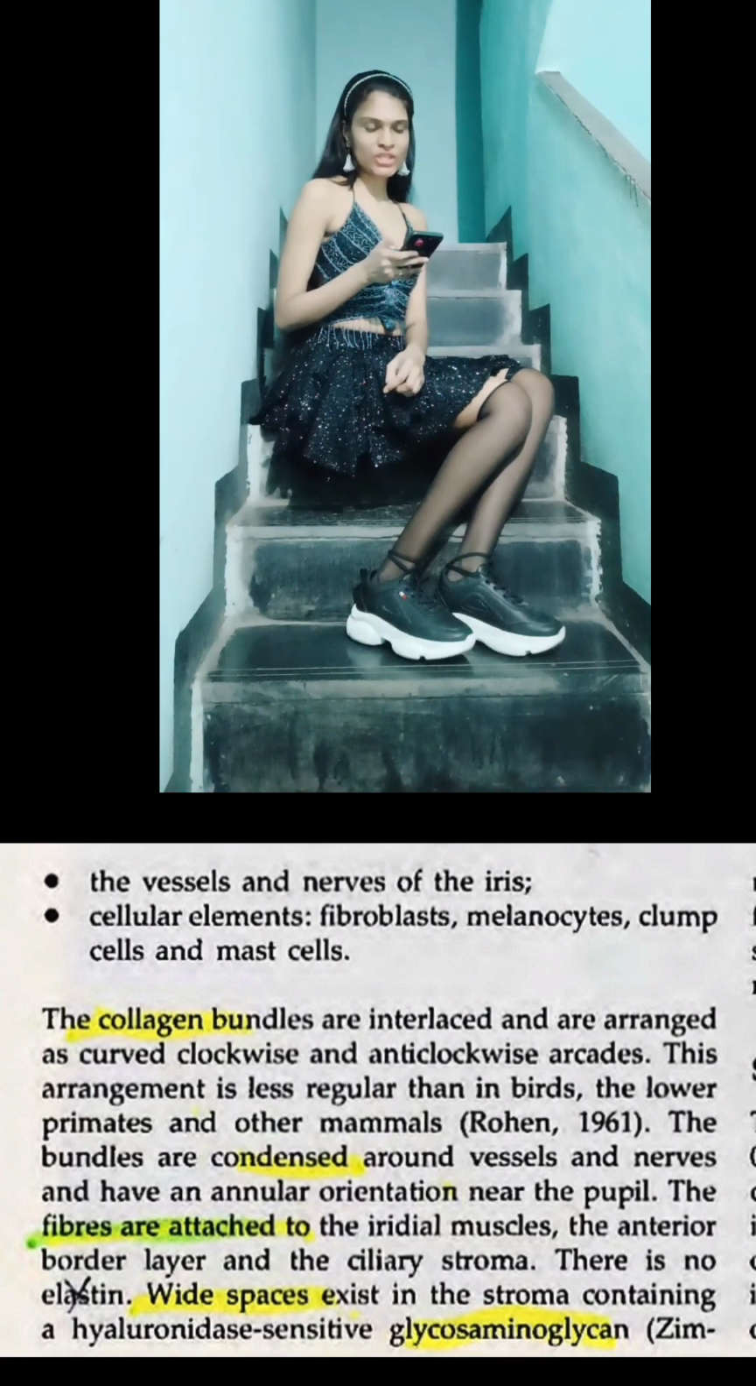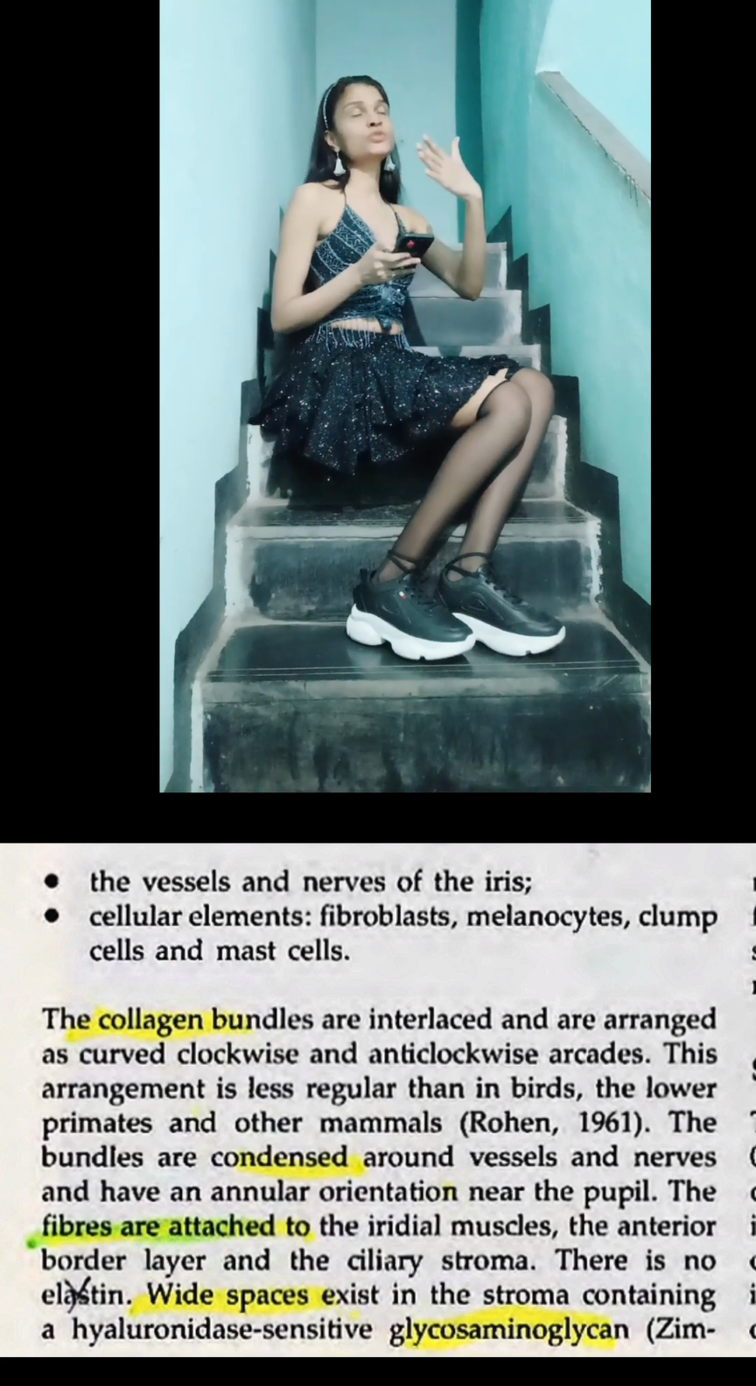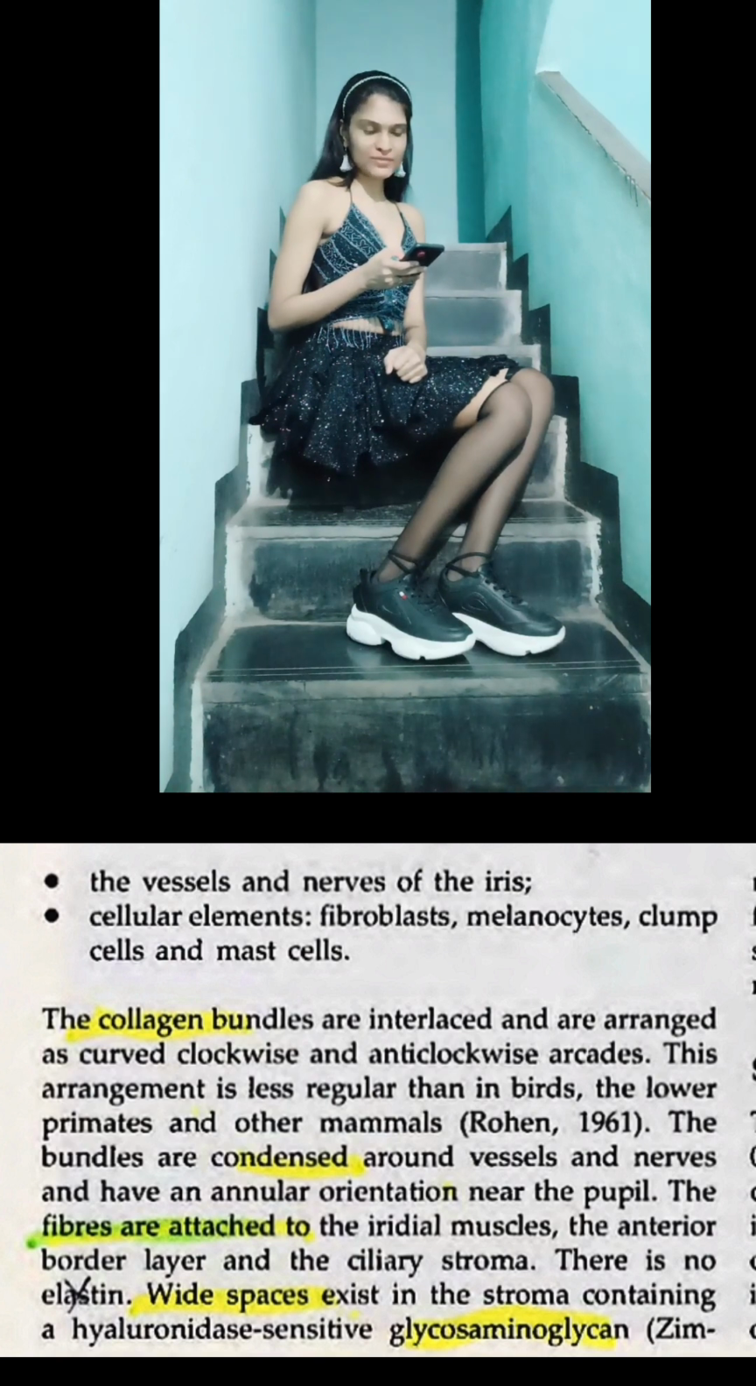So, these collagen fibers present in the stroma are arranged in an annular fashion. And second, they are attached to the iridial muscles, that is the sphincter pupillae muscle and dilator pupillae muscle, then the ciliary stroma, and anteriorly to the anterior border layer, the anterior limiting membrane. There is no elastin in this stroma of the iris. There is no elastin, it's collagen tissue, collagen fibers.